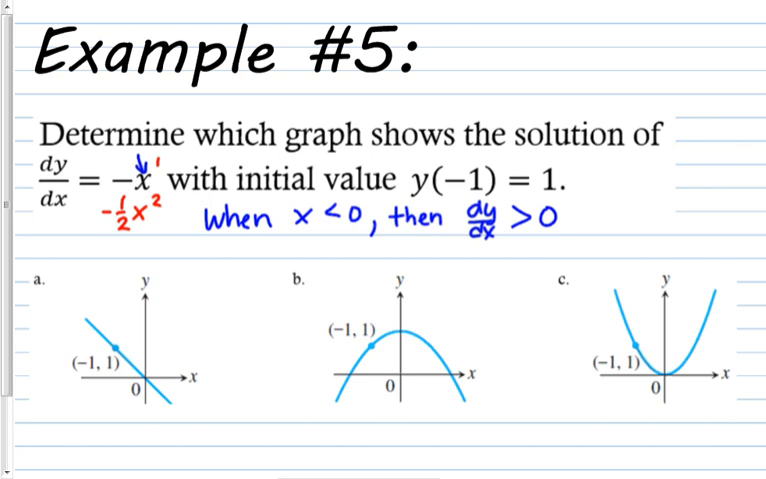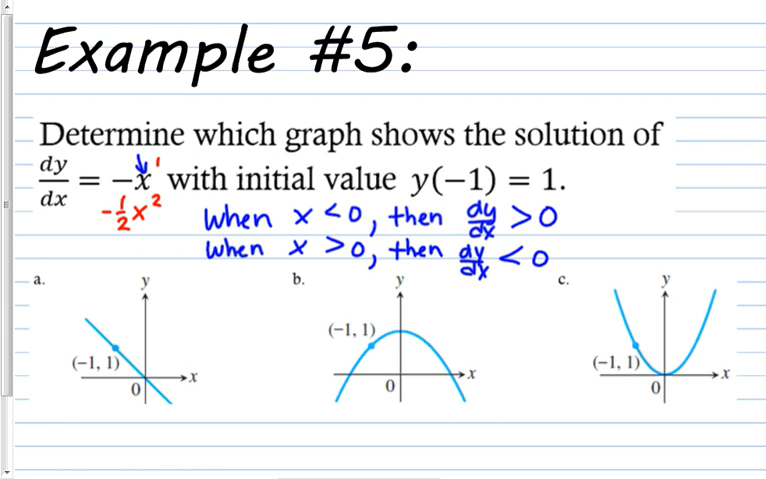Whenever my x is actually a positive number, bigger than 0, when I plug it in there, that negative in the front is going to make my slope negative. So very quickly, analyzing these graphs, which one of these is going to have negative slopes whenever x is bigger than 0 and positive slopes whenever x is smaller than 0?